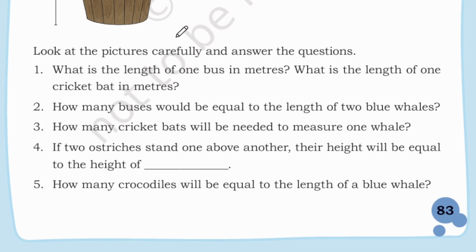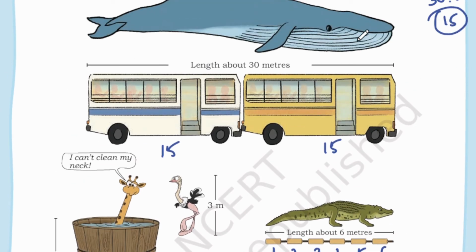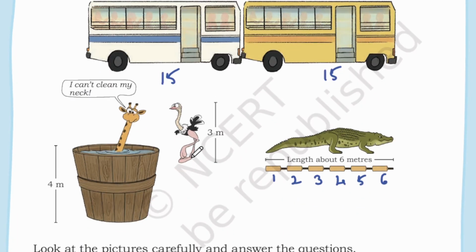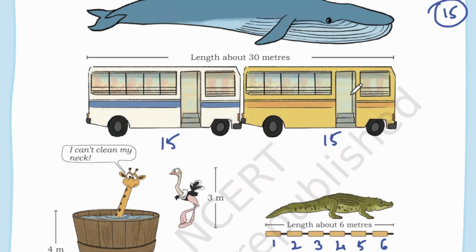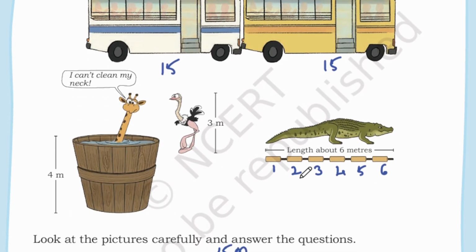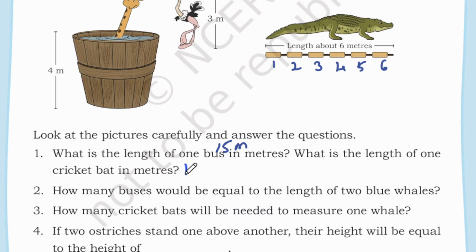Based on this we have a few questions. Look at the picture carefully and answer the questions. What is the length of one bus in meters? What is the length of one cricket bat in meters? The length of one bus is 15 meters, which we already know. And a cricket bat is about 1 meter long. Here, next to the crocodile, the cricket bat is shown. So one cricket bat is 1 meter.